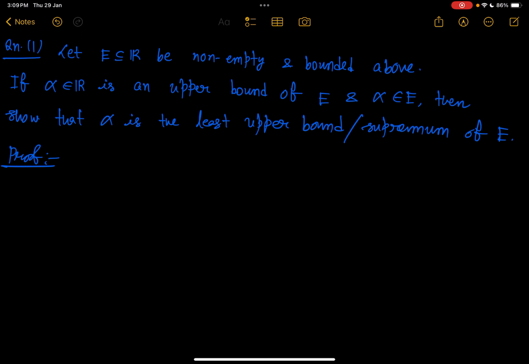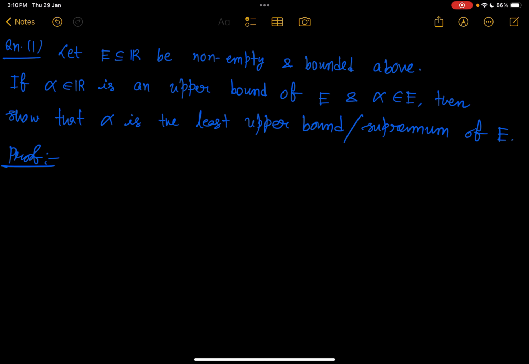So hello everyone. In this lecture we will solve this problem. Let E be a subset of R which is non-empty and bounded above. R is the set of real numbers. If alpha is a real number which is an upper bound of this set E, and if alpha is inside the set E, then show that alpha is the least upper bound, or the supremum, of the set E.